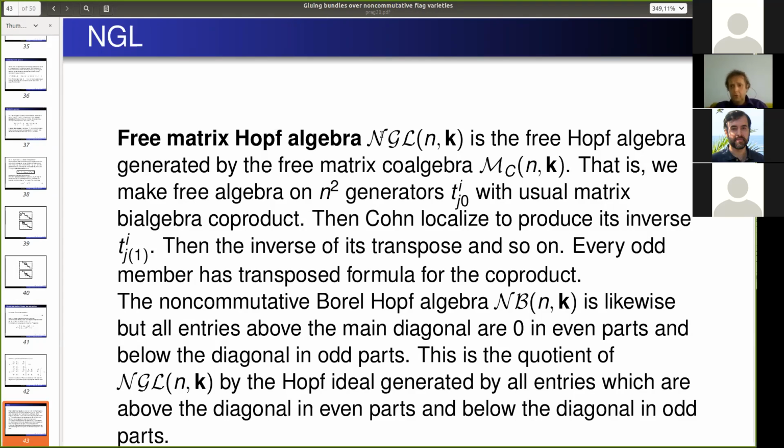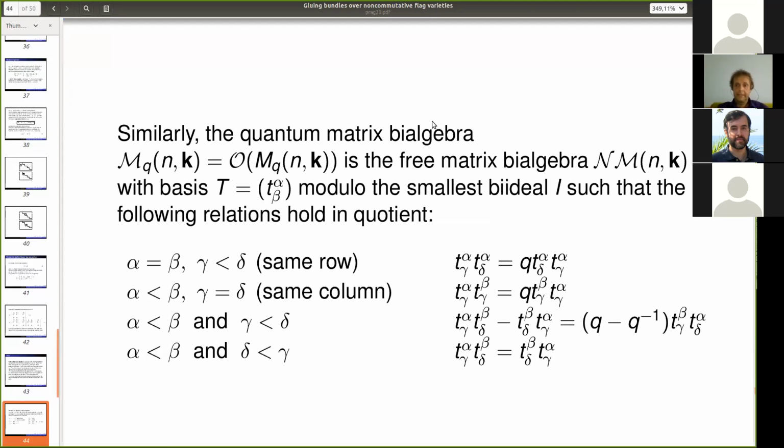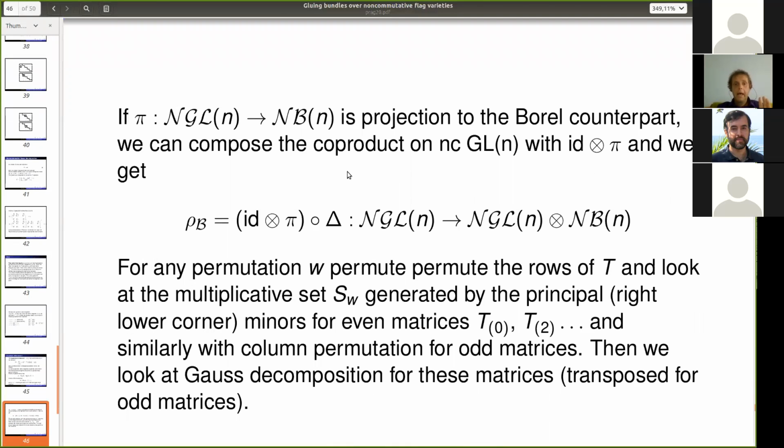So this is also Cohn localization. You do Cohn localization of a free associative algebra, with the structure of matrices, the non-commutative entries of matrices. The same thing you can do for quantum groups. Some things are better, some things are much harder in the quantum case. And you have this, Borel is coacting.